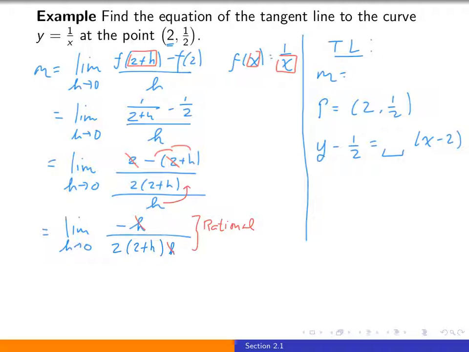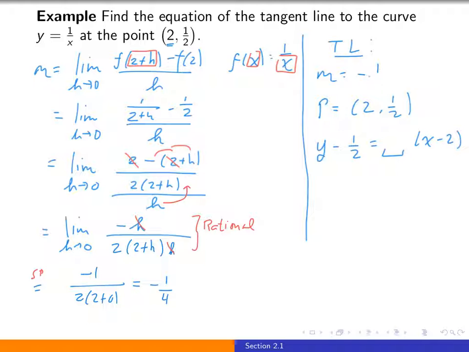And what we have left is a rational function, so we can use our substitution property that we've encountered in Chapter 1, and that tells us we can simply plug in that value h equals 0 because the expression is now defined there. And we have a minus 1 in the top, 2 times (2 plus 0) in the bottom, which gives us the desired slope in this case being minus 1/4.